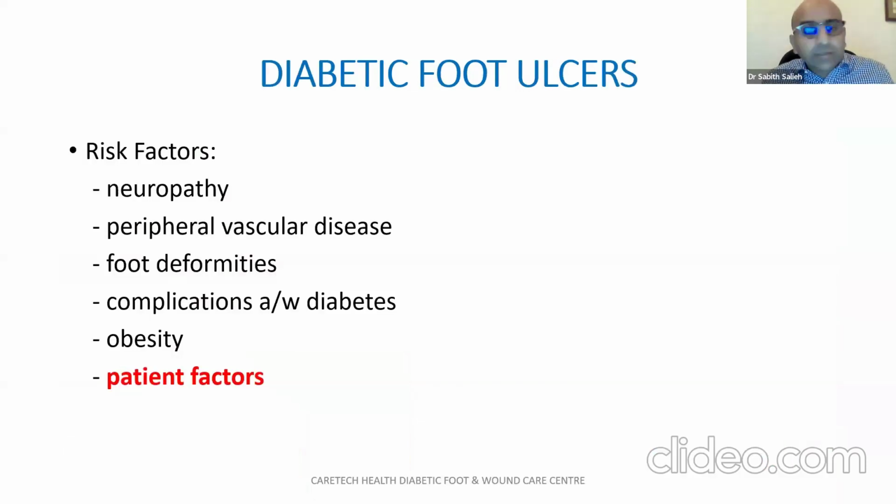Okay, so diabetic foot ulcers, right? Let's talk a little bit about ulcers. What are the risk factors? Of course, neuropathy, peripheral vascular disease, foot deformities, and microvascular complications associated with diabetes, obesity, and patient factors. What do I mean by patient factors? For example, if you have poor socio-economic status, right? They walk barefoot, they don't use the proper footwear, they don't know how to cut the nails properly, and they do all these home remedies or certain traditional medicine remedies. All of that increases their risk of developing an ulcer, right?